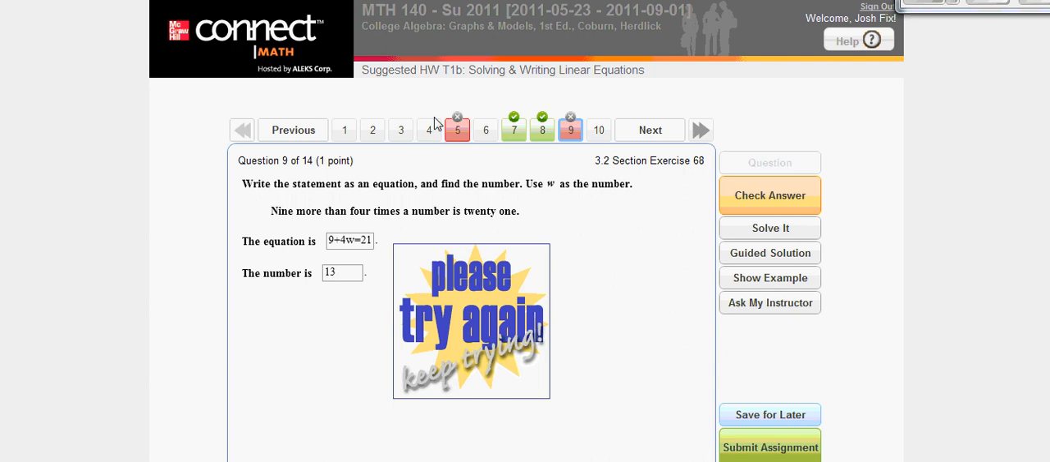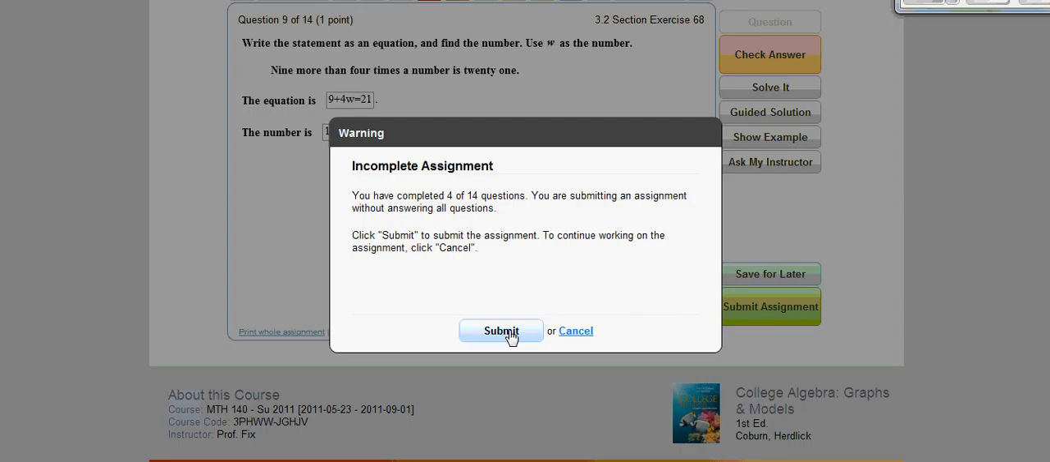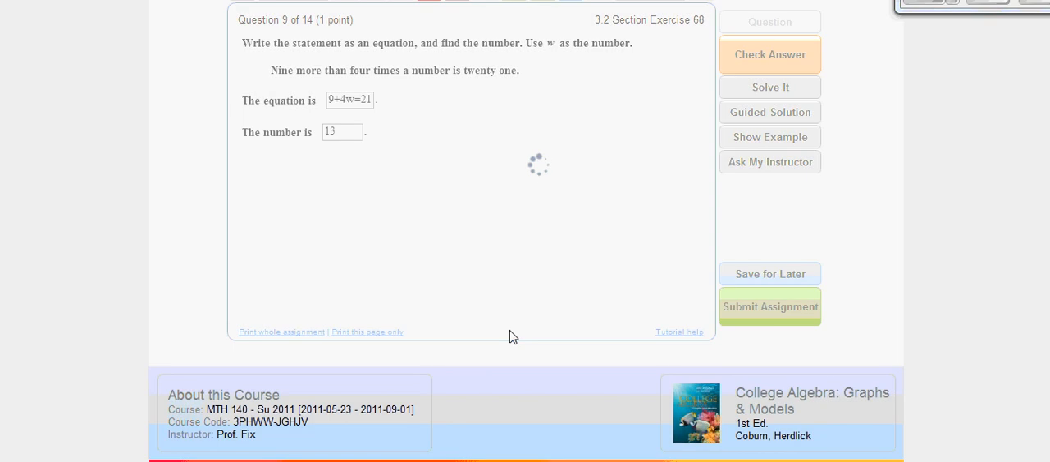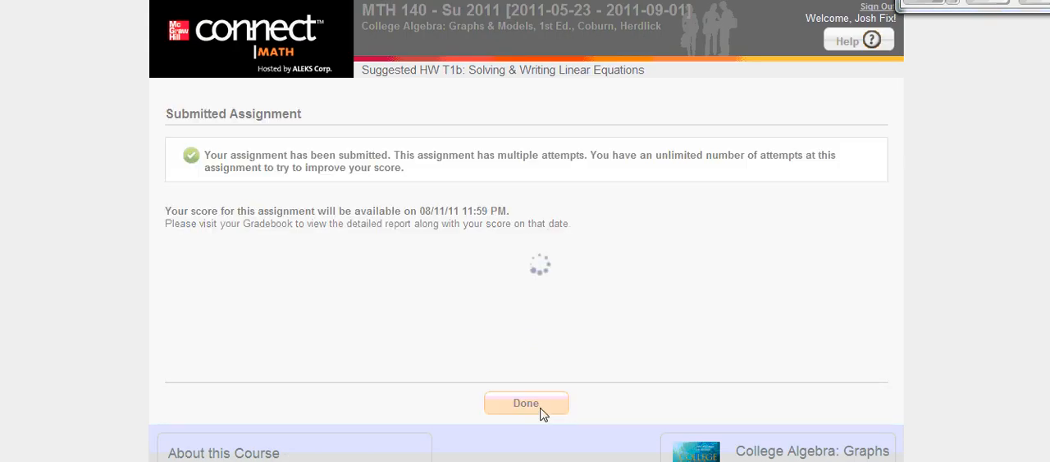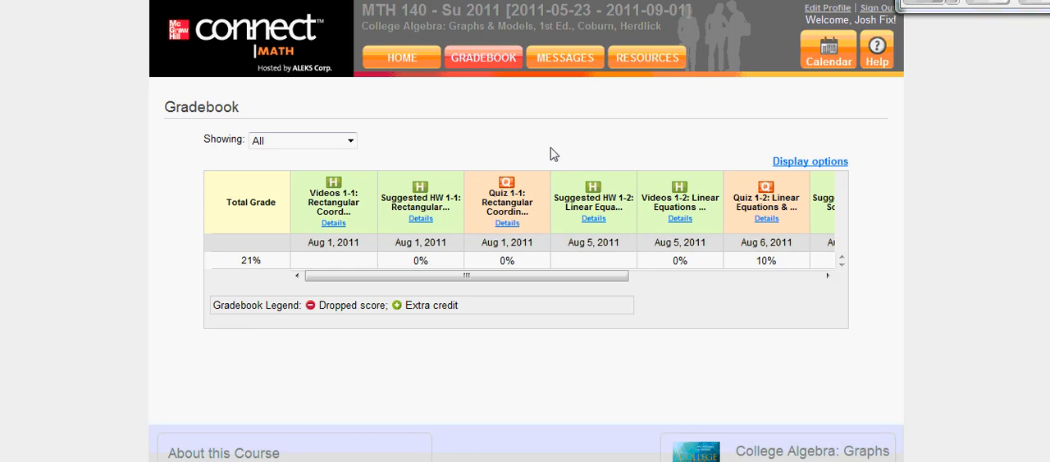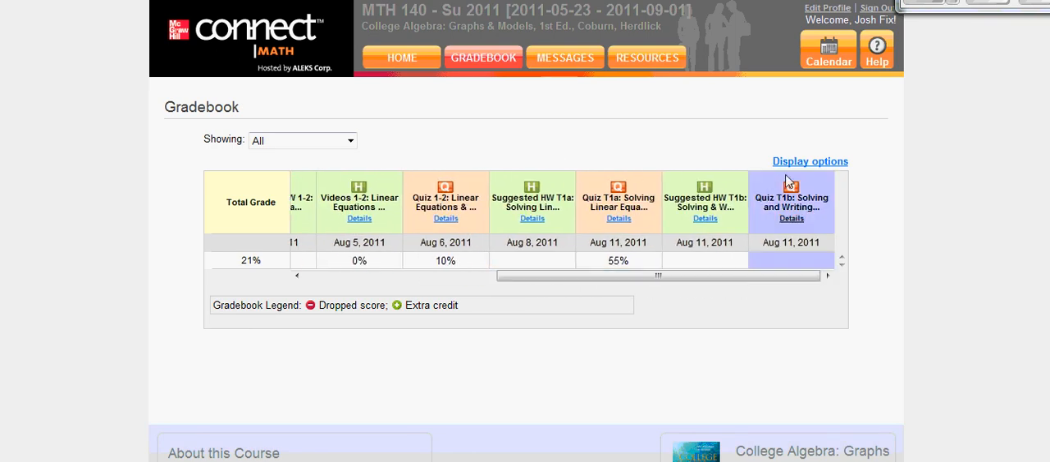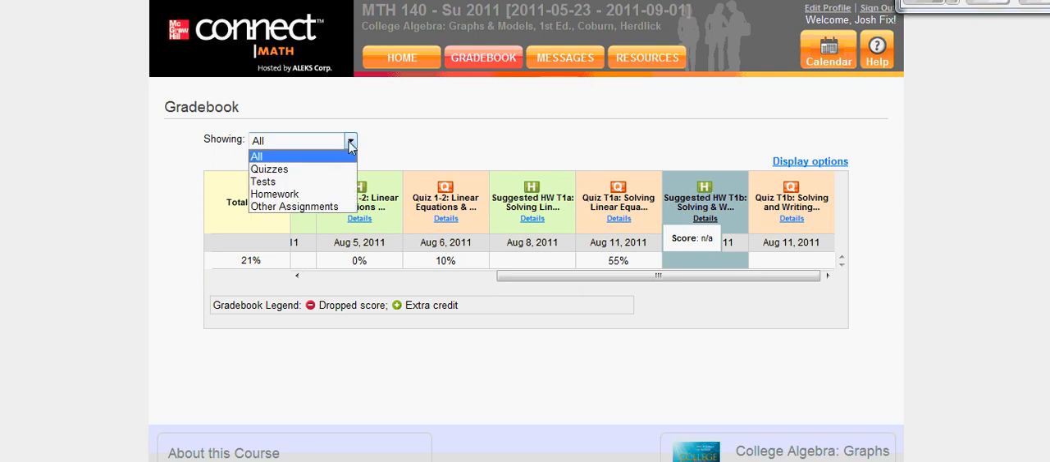Now, for demonstration purposes, I'm going to stop right there. I'm going to submit this assignment. And I want to show you how I can go back in and look at those problems again. So I go back to my gradebook, and when I slide over to that assignment, suggested homework T1B, that is really interesting. It is not showing up there. So something is going on right now, but that should be where you can go back.